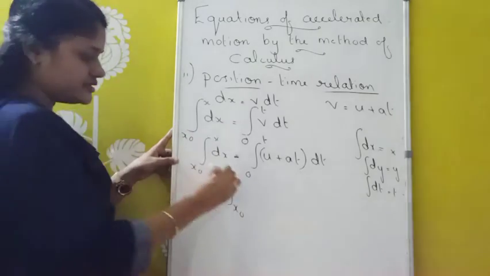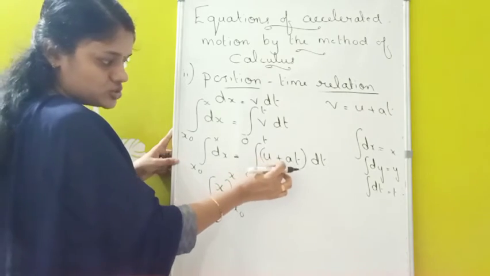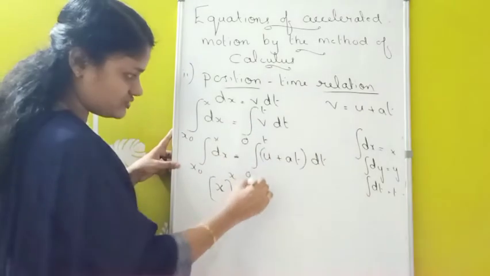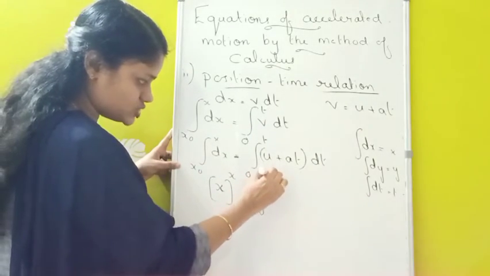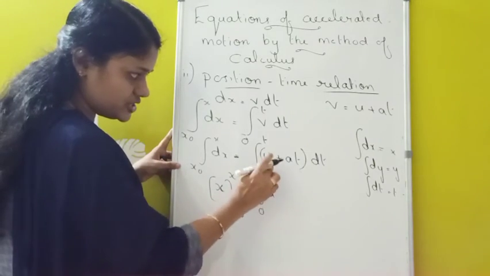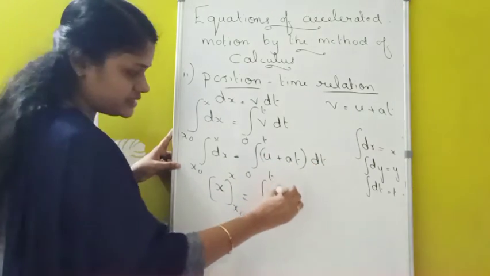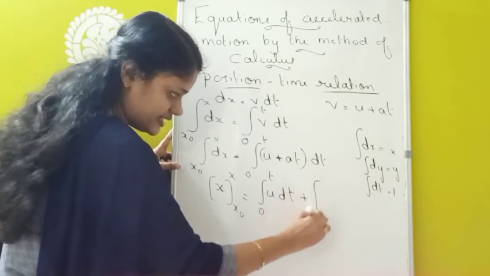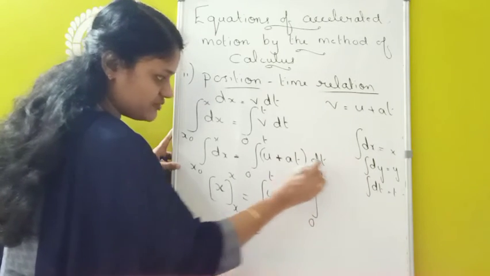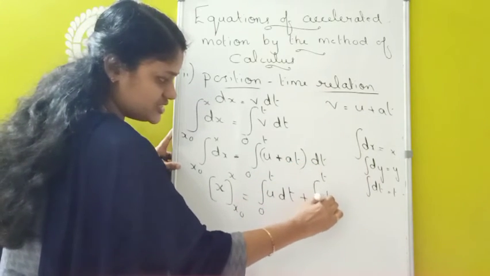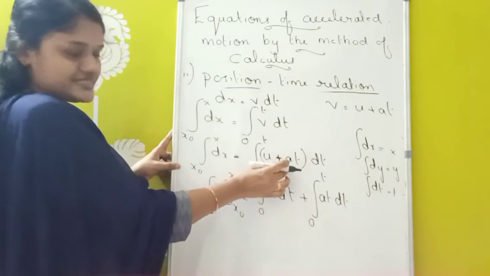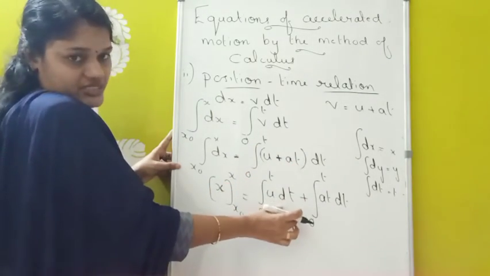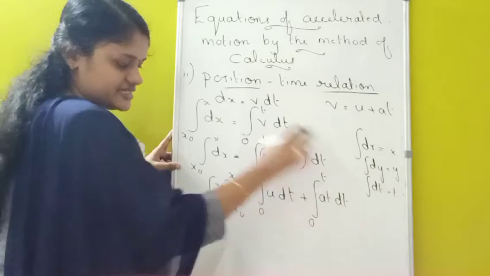That is equivalent to, on the right hand side, two terms. u is there as well as at is also there, so I have to integrate them separately. The first part is integral 0 to t u dt. Plus integral again 0 to t at dt. I split this integral because inside the integral we have two terms. So integral u dt plus integral at dt.